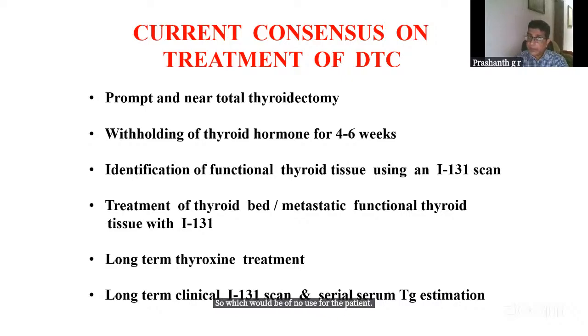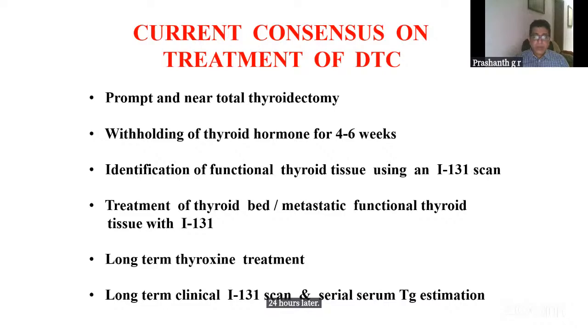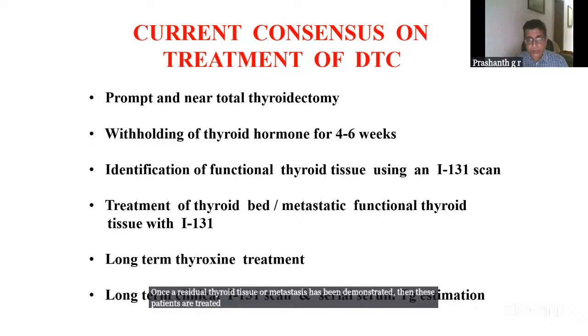Next, withholding of thyroid hormone for about 4 to 6 weeks. Identification of the functional thyroid tissue using iodine 131, wherein about 2 to 3 millicuries of iodine is given orally for a patient, and the scan is performed typically about 24 hours later. Then, once a residual thyroid tissue or metastasis has been demonstrated, these patients are treated with radioiodine in a larger quantity.